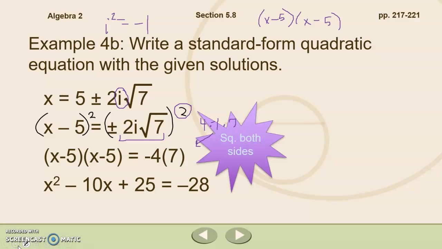All right. On the left-hand side, when we FOIL out, we get x squared minus 10x plus 25, and on the right-hand side, we get -28. Remember, we're trying to set this equal to 0, so we need to add 28 to both sides. When we do that, we get x squared minus 10x plus 53 equals 0.